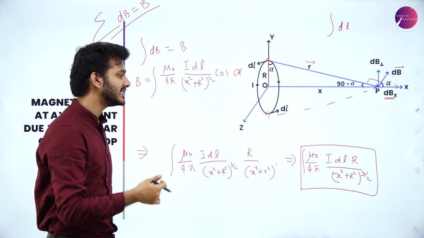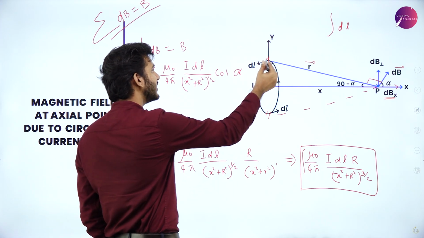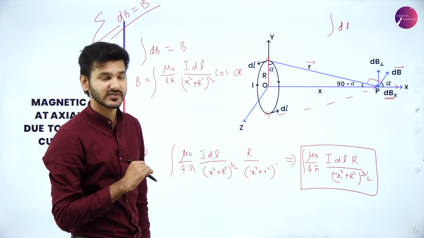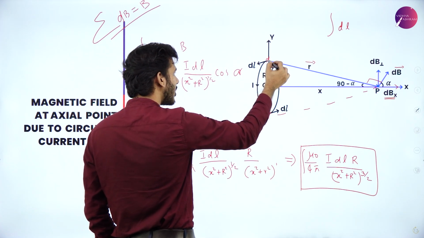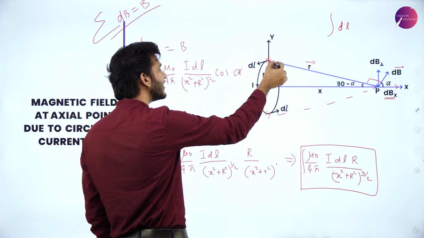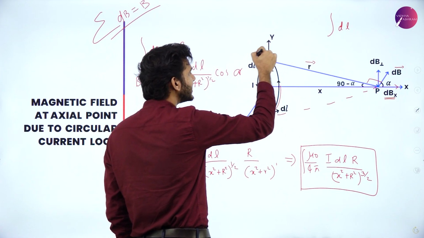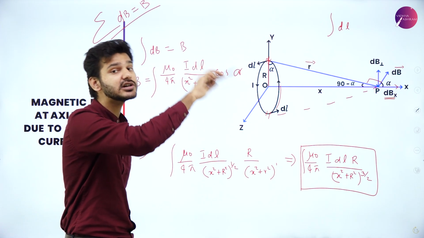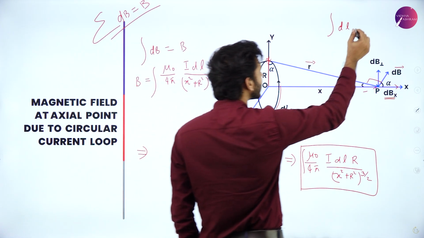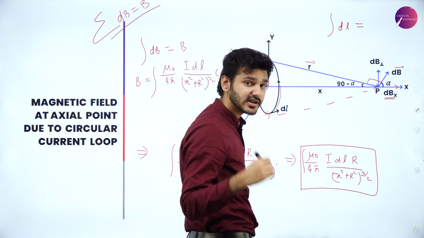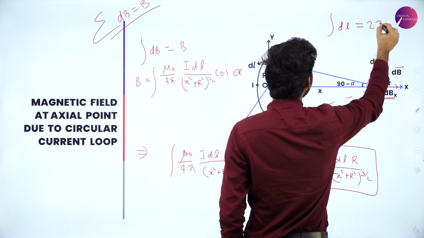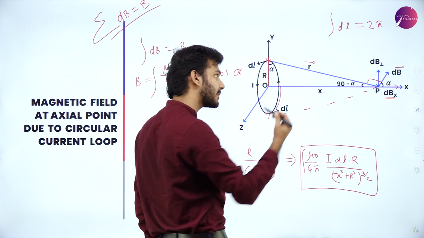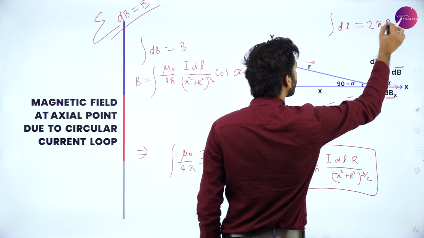So what will be integral dl? Integral dl will give you the entire circumference of this particular circle. That is, this particular small element is dl, and if we integrate that, it will give you the entire circumference of this particular circle, that is, that current carrying circular loop, and that particular current carrying circular loop has a circumference of 2 pi into its radius, and that particular radius is nothing but capital R. So we can say it is 2 pi R.